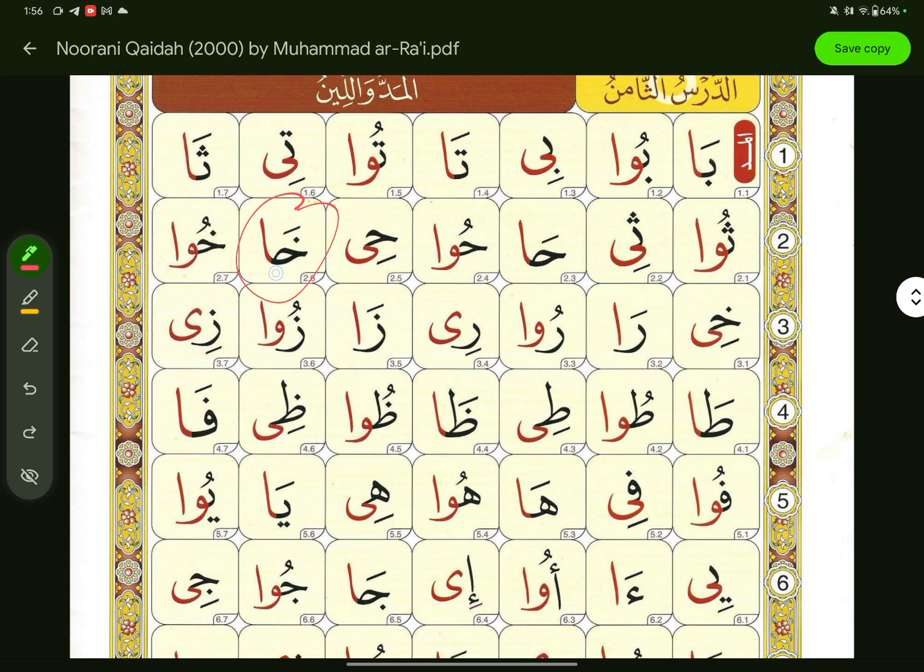Ja. No, Jim has a dot at the bottom. Okay. That one is. With the top, it's what again? Kha. Ka. Ka. All right. Next one. Ku. Khu. Ku. Ku.